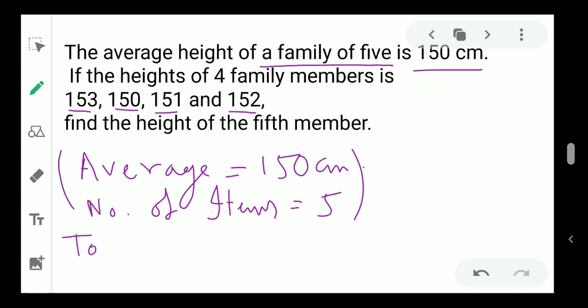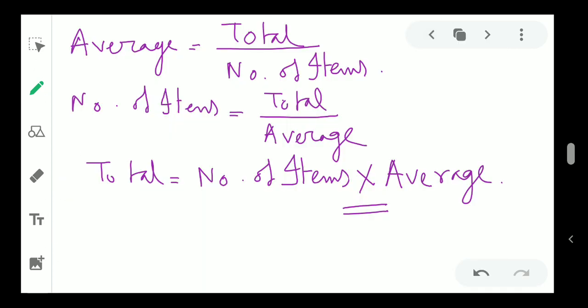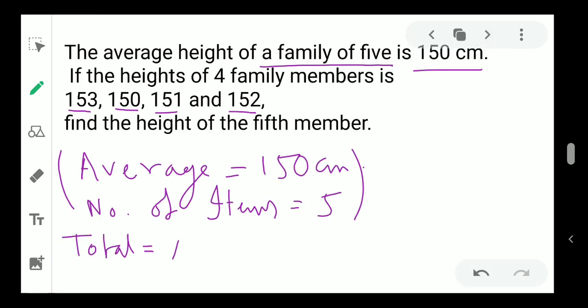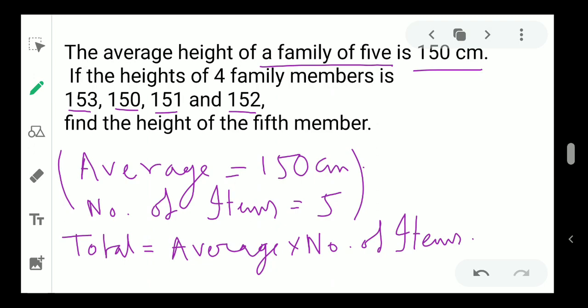We know that total is average into number of items, right? Using this formula, we can multiply average into number of items. That is our 150 into 5, right? So this is my total. 150 into 5, that is 750. So 750 centimeter has to be the total. 4 members' heights are given and the 5th one I have to find out.